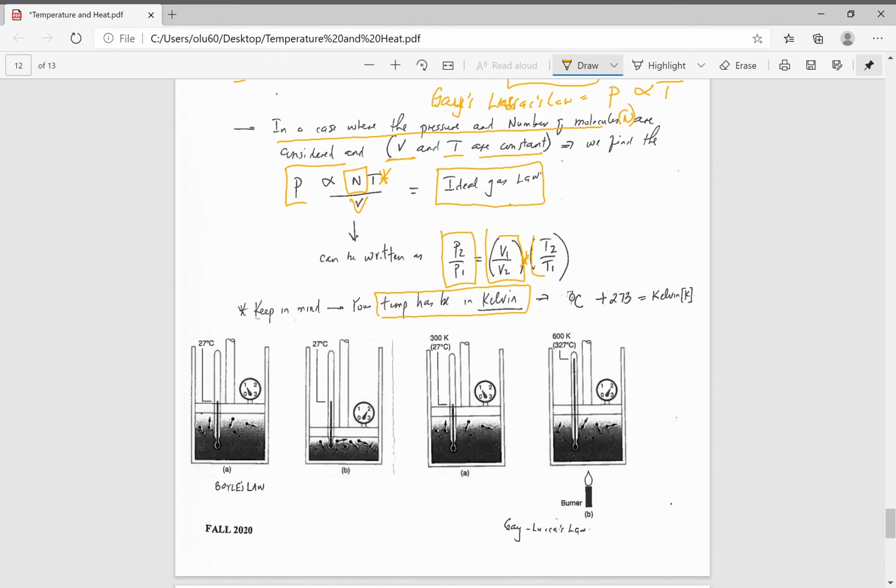Okay. And how do we find Kelvin? If you're given Celsius, just add 273 to it, and then you'll get your Kelvin. 273 is nothing more than a constant conversion.